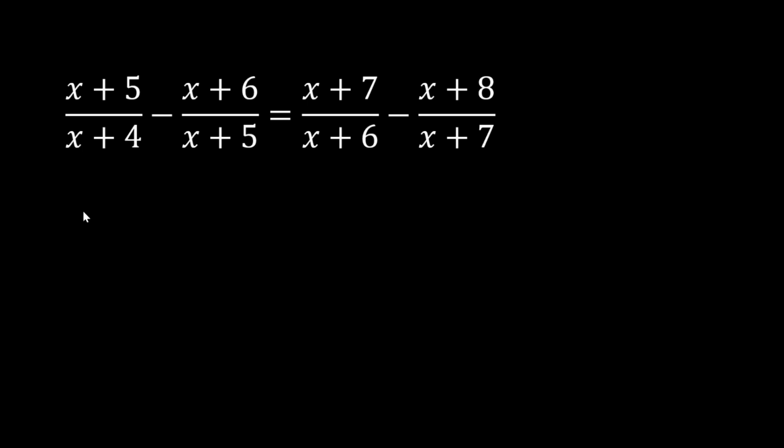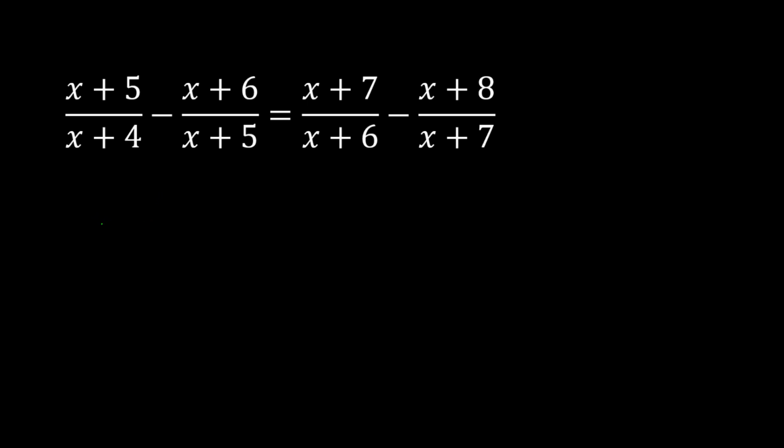So here we are presented with a very interesting problem, and we are supposed to find the value of x. Now, by looking at this, we could see that there are x's all over, and we would need to find the value of x. So what I'm going to actually do is to carry out the operation on each side separately. So as you can see here on the left hand side, we have x plus 5 over x plus 4, take away x plus 6 over x plus 5. So I'm going to actually do this side by side.